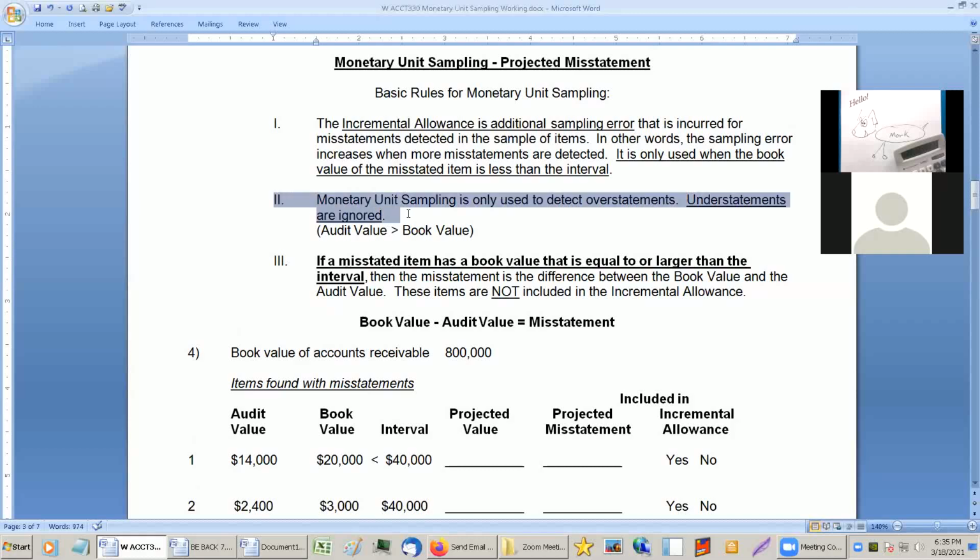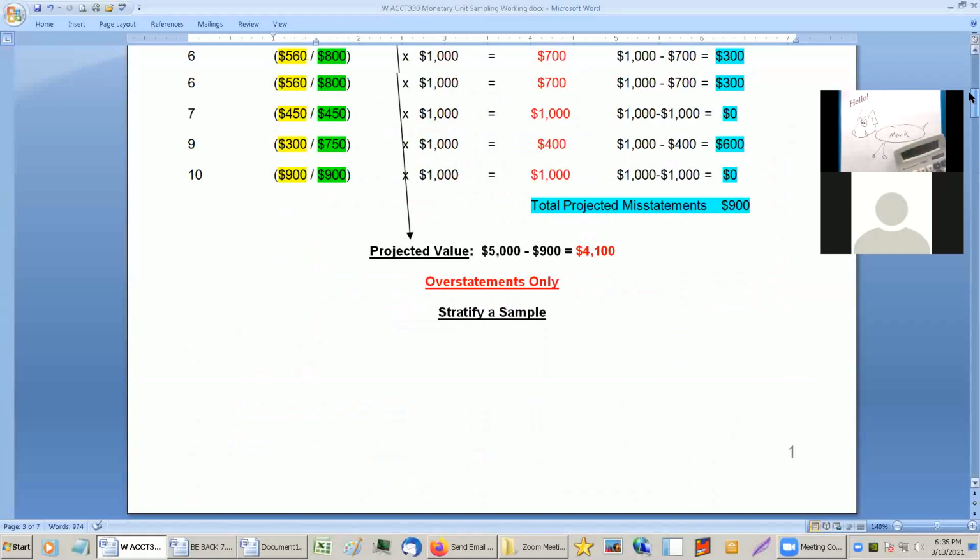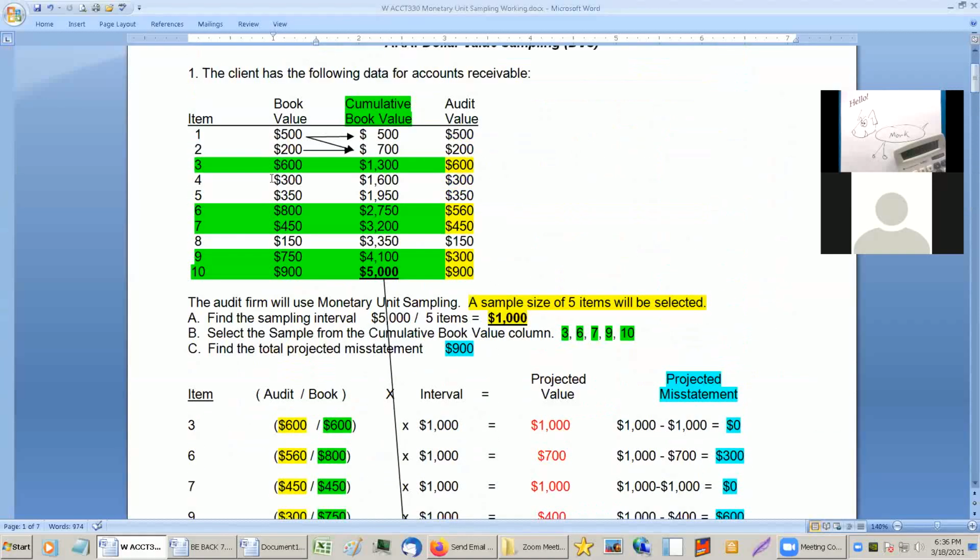I think I talked about this. I could be wrong, but monetary unit sampling is only used to detect overstatements. Understatements are ignored. And we talked about this a little bit up here, that it's not good at finding understatements.